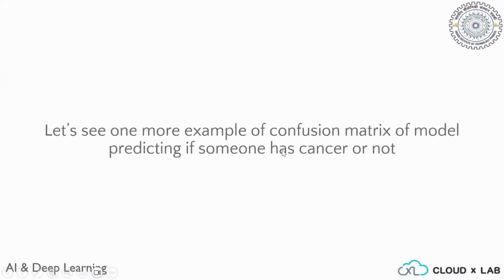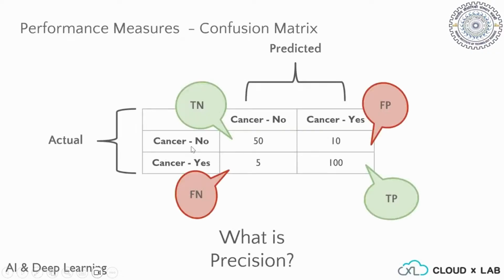So here I am taking another example and creating a confusion matrix of 2 by 2, where our model is predicting whether someone has cancer or not. So again we are solving a binary classification problem, cancer versus not cancer, right? So here we will create a 2 by 2 matrix, no, yes, no, yes, right? Actual cases and predicted cases. So in this case, can you calculate the precision? What will be our precision?